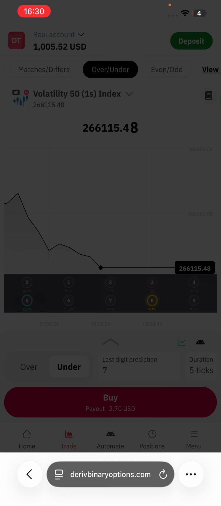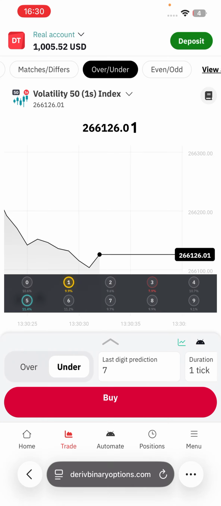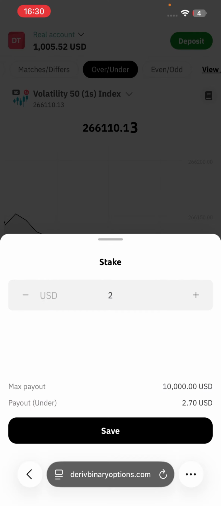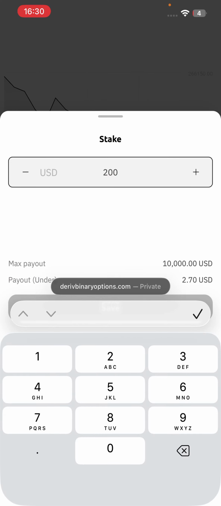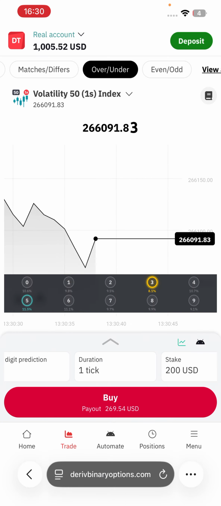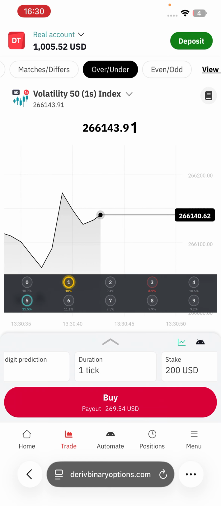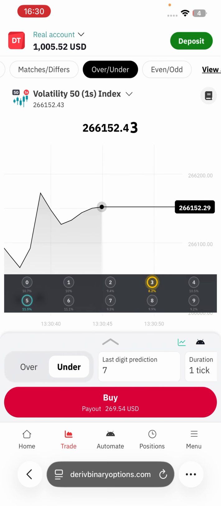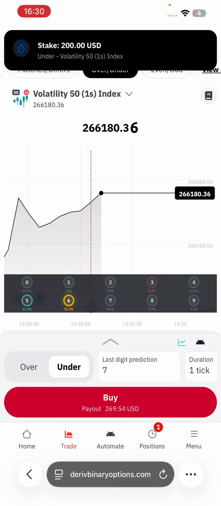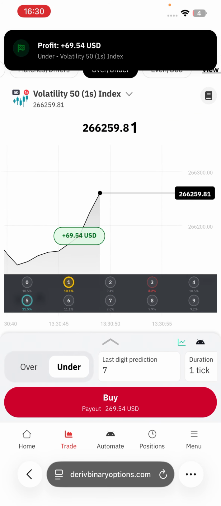Make sure you are on under. Then ticks is 1. So then you can set your stake here. So we are going to go with 200 USD, and then the entry point is on digit 3, the red bar is on digit 3. So that way, the first trade is a win.